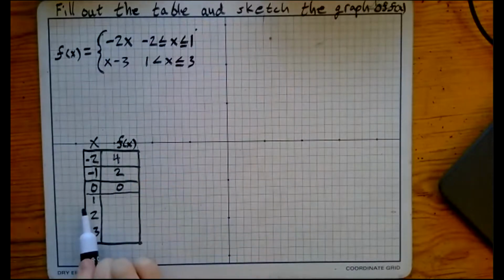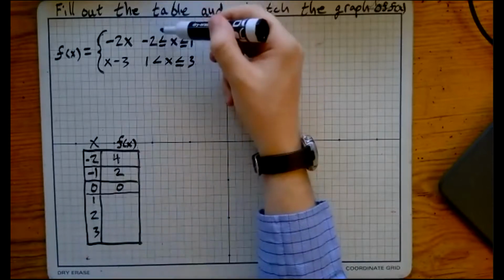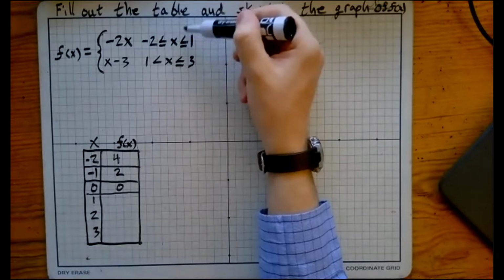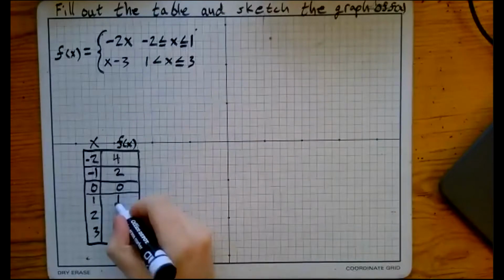Now, what about when x is 1? Well, negative 2 is less than or equal to 1, which is indeed less than or equal to 1. So we'll use the top rule one last time. Negative 2 times 1 is negative 2.